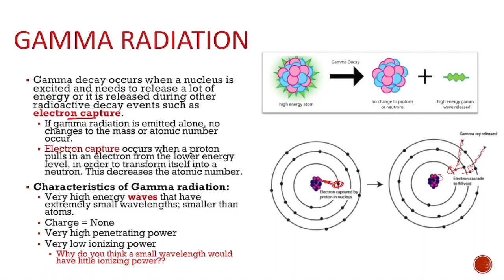So some characteristics of gamma rays are that they are very high energy waves. They're not particles, they're waves of electromagnetic energy, and they have extremely small wavelengths. So they can be very penetrating. They're very strong to penetrate. They have no charge associated with them. And they have very low ionizing power. This is because even though they're really good at penetrating things, their wavelength is so tiny that it would have to hit an atom just right in order to ionize it. So they have very low ionizing power.